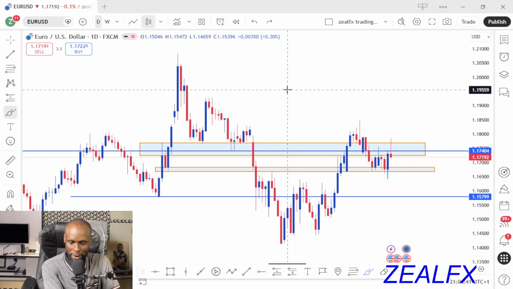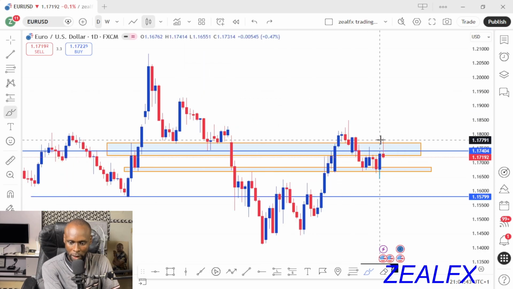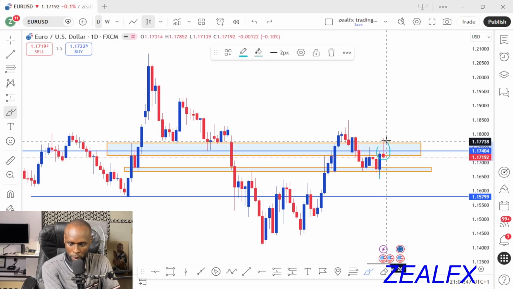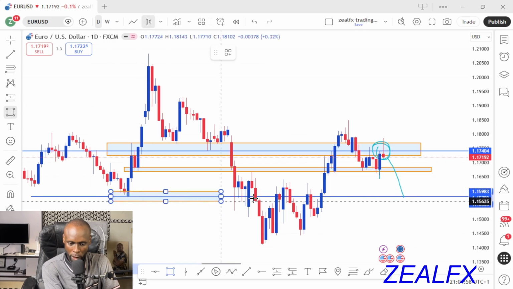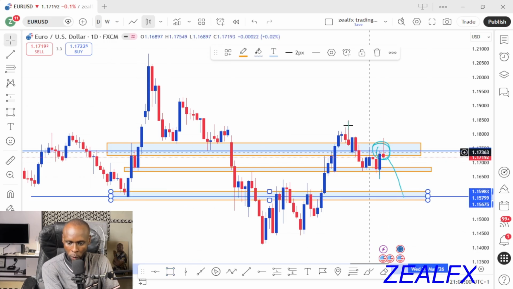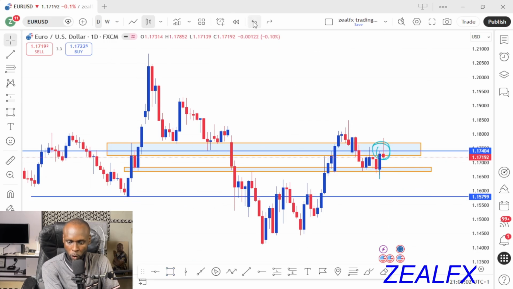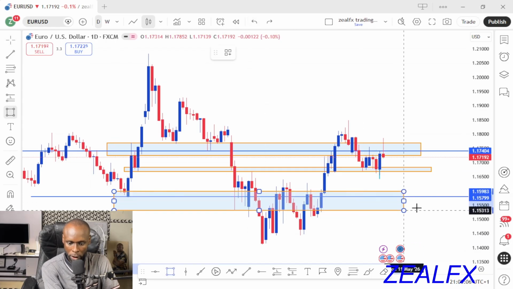So you can see that Euro USD is currently on this strong resistance level. Price is still finding it difficult to break this resistance level. So as long as price finds it difficult to break the resistance level, we still expect price to drop to this next support level on the Euro USD. So we're expecting price to drop to that particular support level.